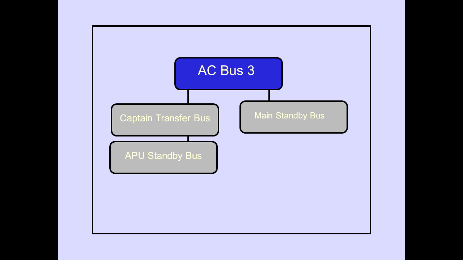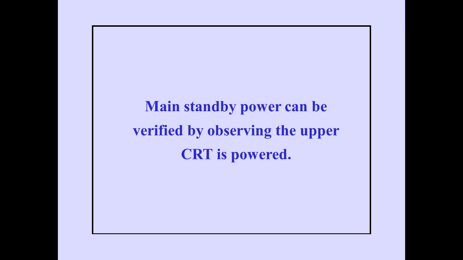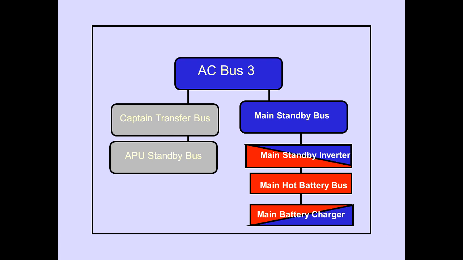The main standby bus is normally powered by AC bus 3. Main standby power can be verified by observing that the upper CRT is powered. If AC bus 3 is unpowered, the main standby bus is automatically powered by the main standby inverter, which is powered by the main battery charger through the main hot battery bus.